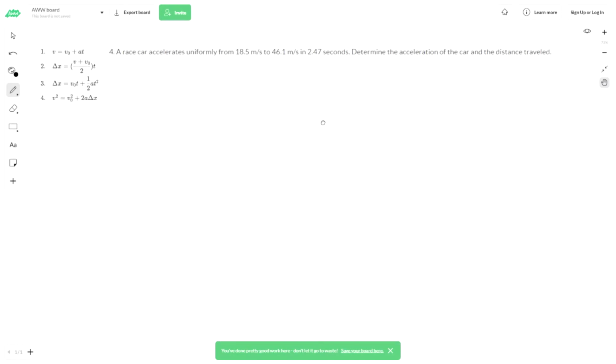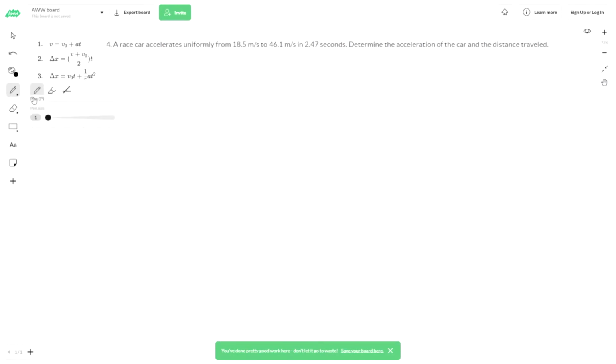Alright, let's move along to number 4 here. A race car accelerates uniformly from 18.5 meters per second to 46.1 meters per second in 2.47 seconds. Determine the acceleration of the car and the distance traveled.